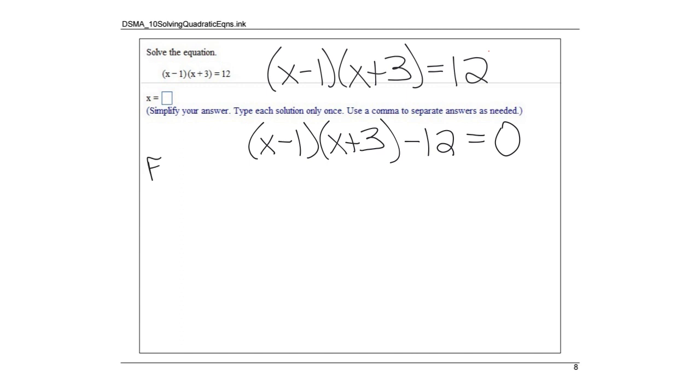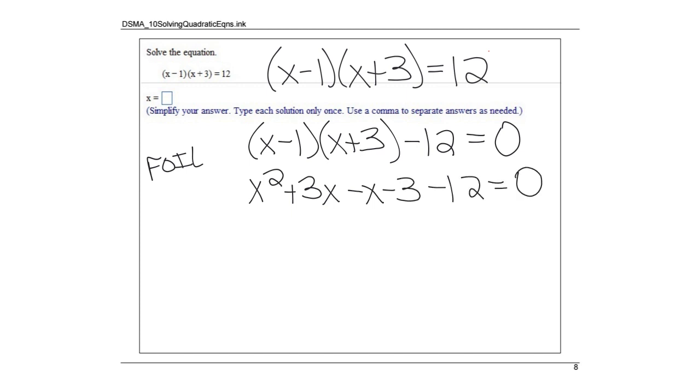But okay, so let's FOIL. We've got x squared plus 3x minus x minus 3 minus 12 equal to 0. Because remember, we need everything on one side. We have to have a 0 on one side. So then we have x squared. Let's see, 3x minus x gives me plus 2x. Negative 3 minus 12 is negative 15. And so now I can factor.